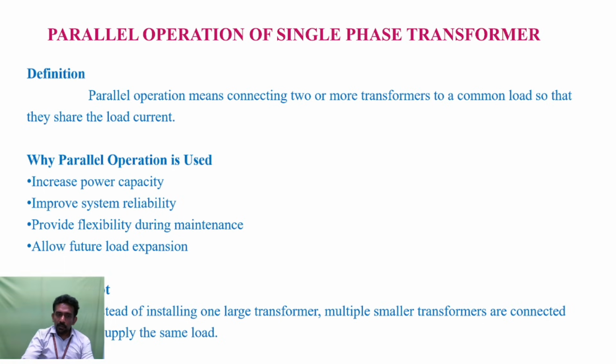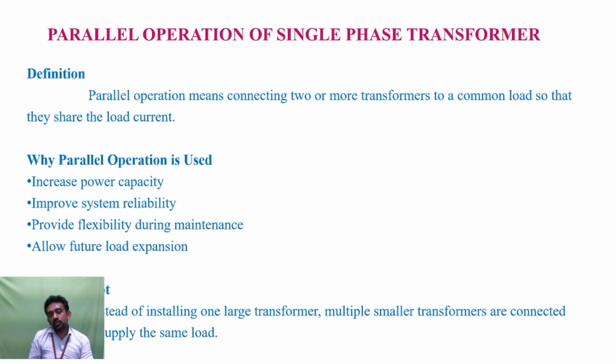So the parallel operation of single phase transformers means connecting two or more transformers to a common load so that they share the load current between them. This parallel operation is used to increase the power capacity, improve the overall system reliability, provide flexibility during the maintenance of the transformers, and allow future load expansion.